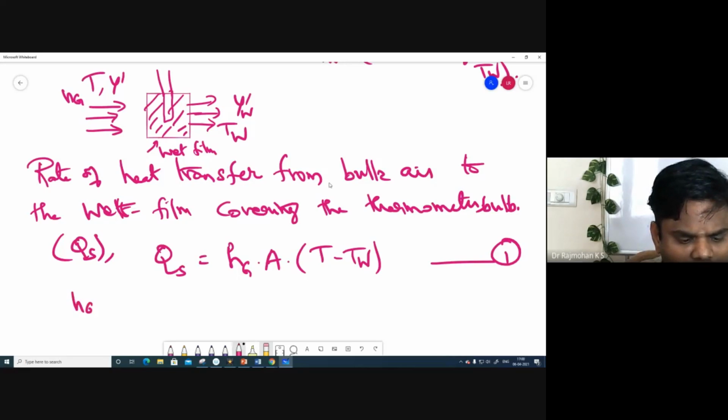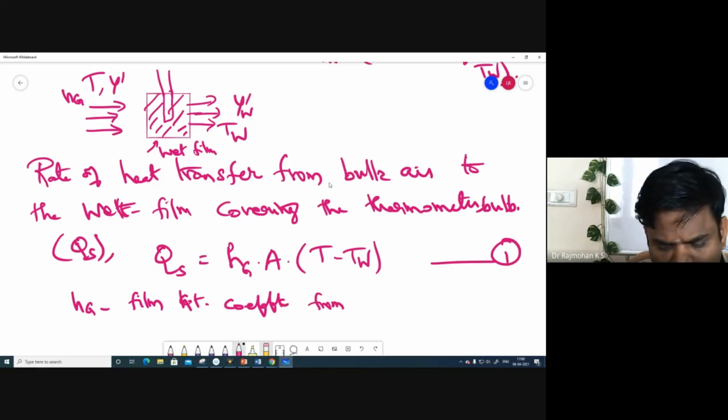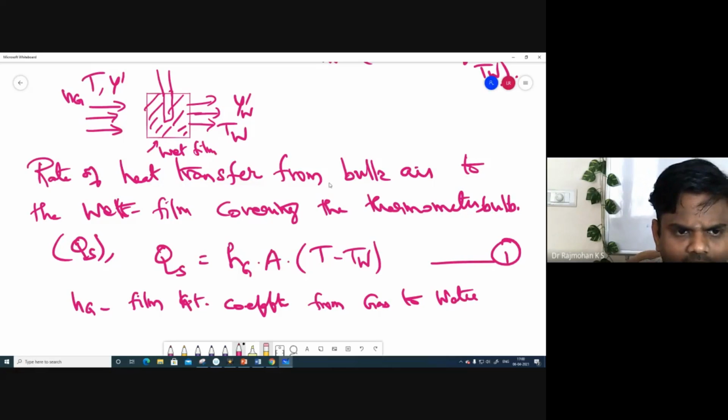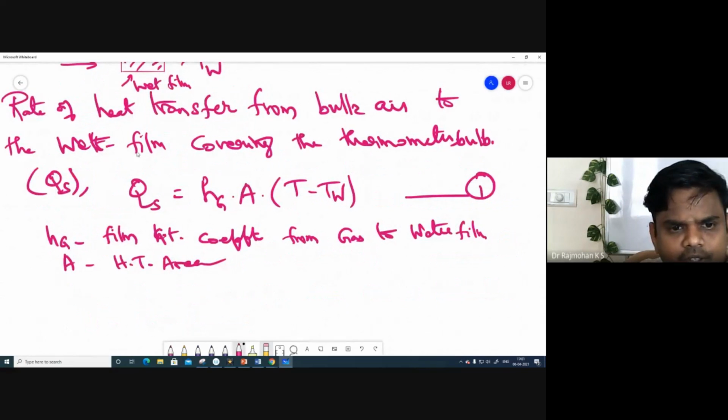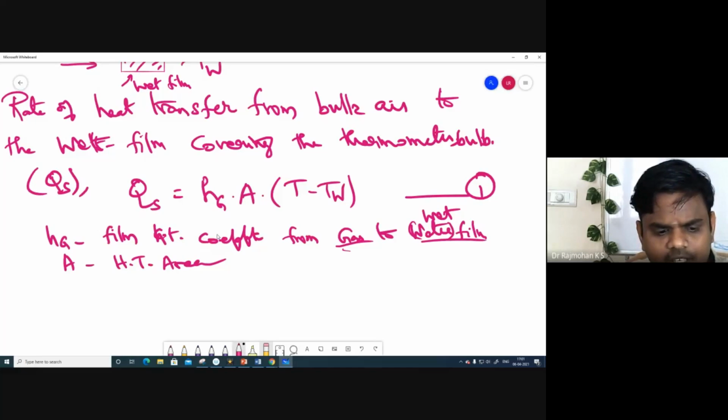Here, what is Hg? Hg is the film heat transfer coefficient from gas to water, because there is a film, you have air and you have water in the film. So Hg is the film heat transfer coefficient from gas to water film, and A is the heat transfer surface area. So we have written the rate of heat transfer from bulk air to the wet film covering the thermometer bulb, QS, equal to Hg into A into T minus TW. That is the rate at which heat is transferred from gas to wet film, with Hg the gas to wet film heat transfer coefficient and A the heat transfer area.